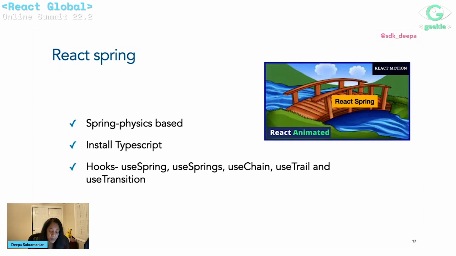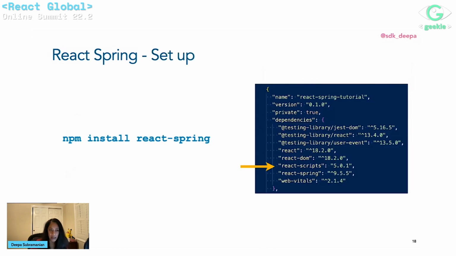And with React Spring, you can also install TypeScript. It does not come with it, but you can install TypeScript along with it. It is basically a hooks-based library, so you would use all these fancy hooks here. If you know how to use hooks in React, this shouldn't be a problem. So useSpring would be the basic one. How do you install this? You basically do npm install react-spring, and you can do the same with Yarn as well.